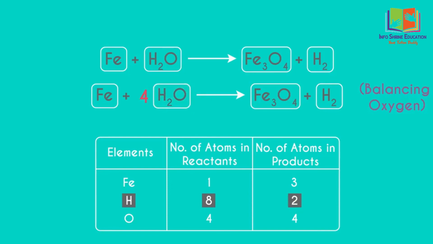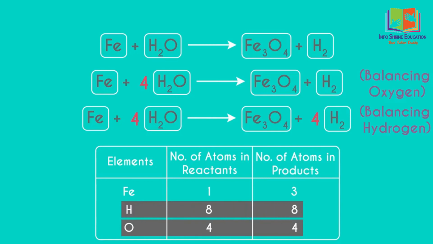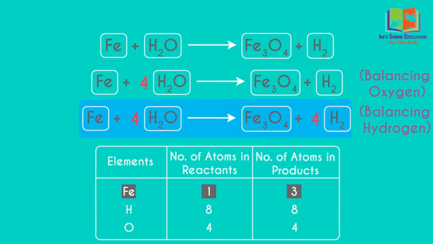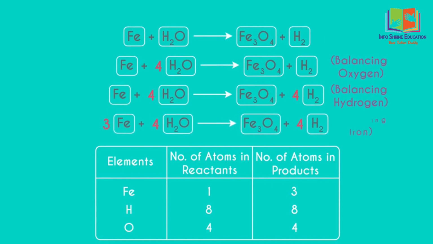As the number of hydrogen atoms is 8, let's proceed with balancing the hydrogen atoms next. As it's 8 on the left and 2 on the right, we multiply the hydrogen on the right with 4. Is the equation balanced now? The number of oxygen atoms on each side is 4 and the number of hydrogen atoms on each side is 8. And what about iron atoms? It's 1 on the left and 3 on the right. So the equation is just partly balanced. So to equalize the Fe atoms, we multiply Fe on the left with 3.